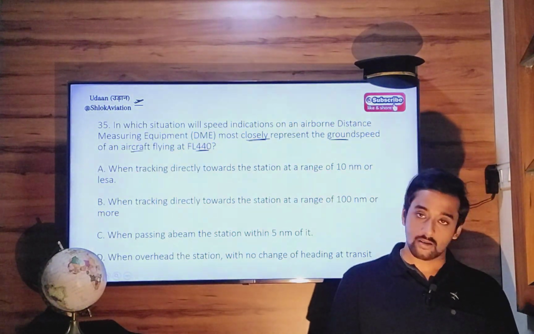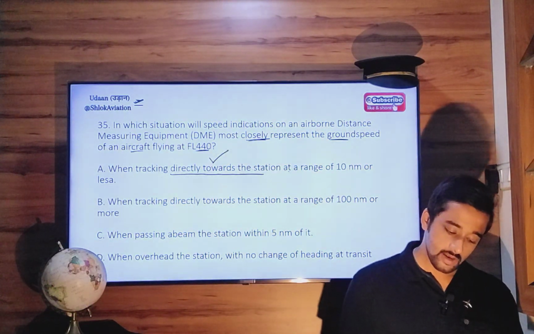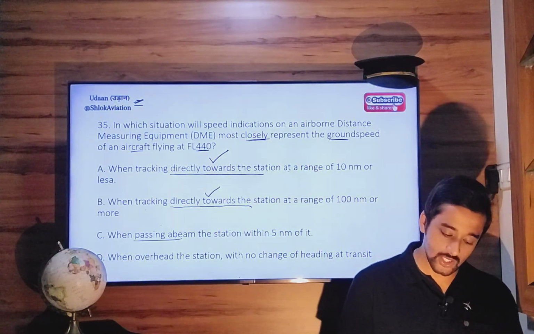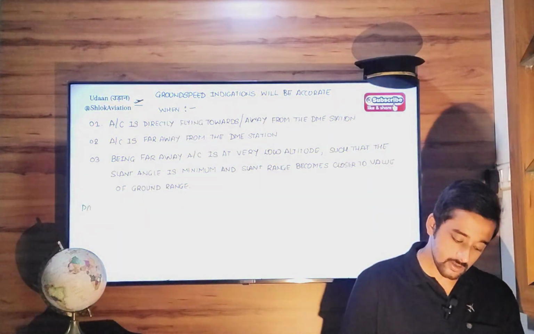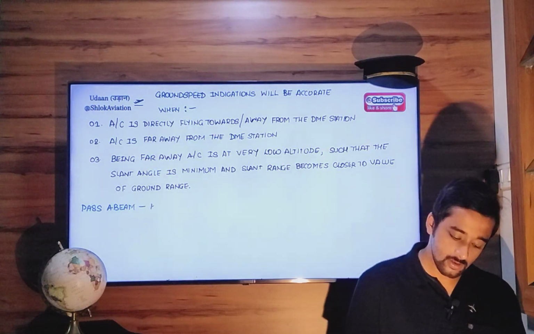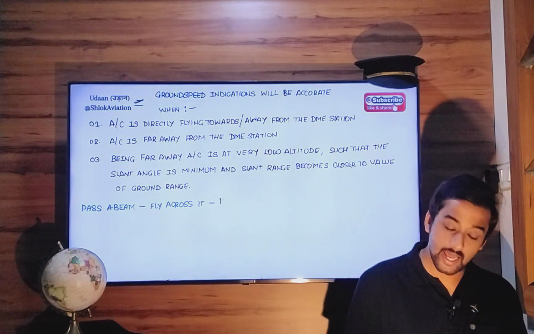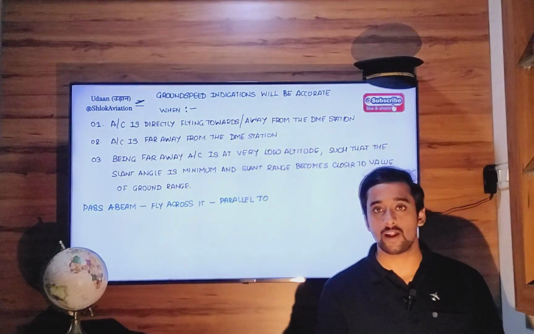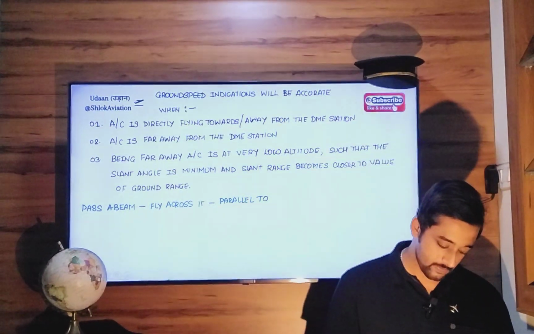So here, let's select the options. When flying directly towards the station, this part is right. When tracking directly towards the station, this part is also right. When passing a beam, that is wrong. Passing a beam means to fly across it, parallel to it. So you will not get accurate ground speed indication if you're flying across a DME station or parallel to it.